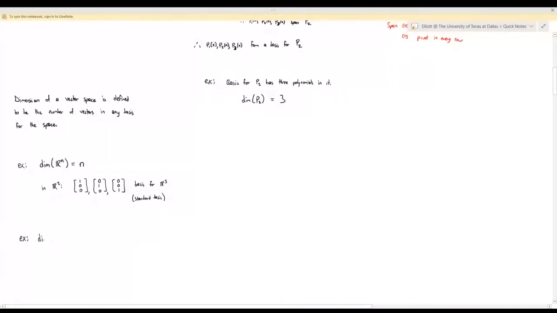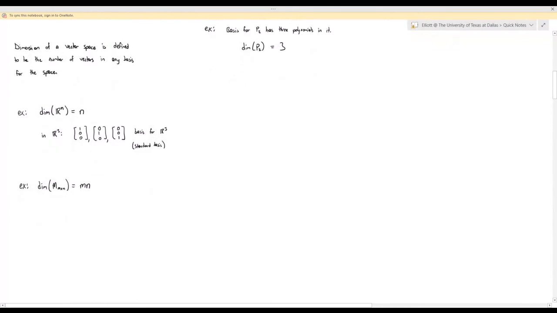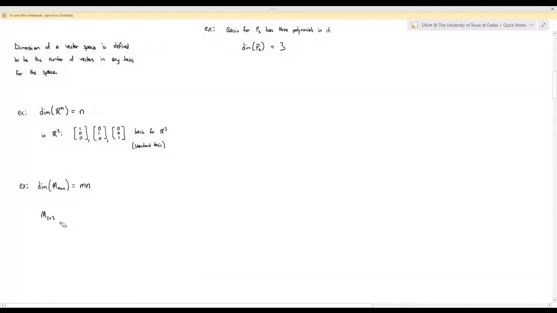For the dimension of the space of all m by n matrices, the dimension is going to be m times n. Just as an example to see why that would be the case, let's look at a specific example, M 2 by 3, the space of all 2 by 3 matrices.